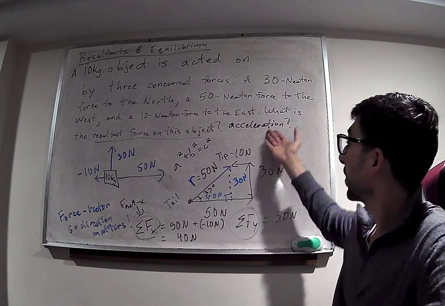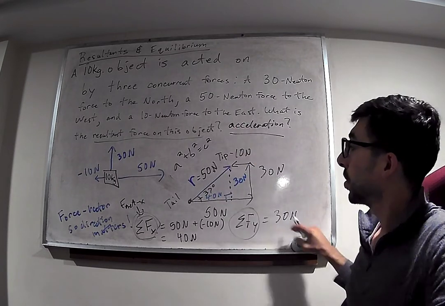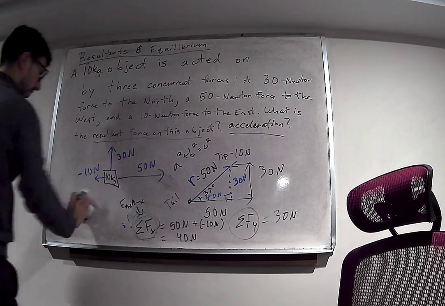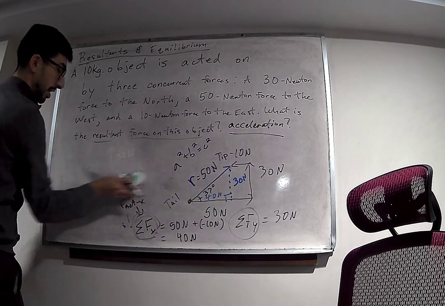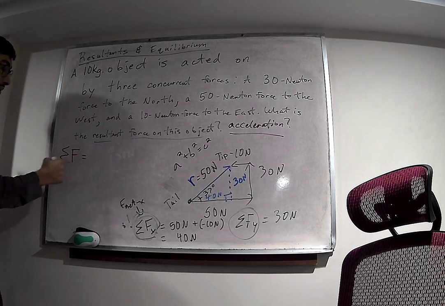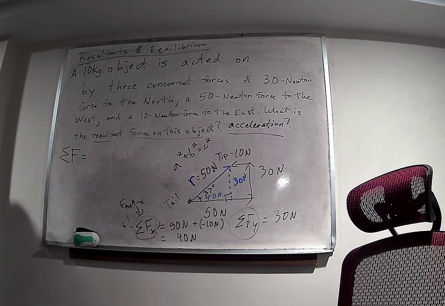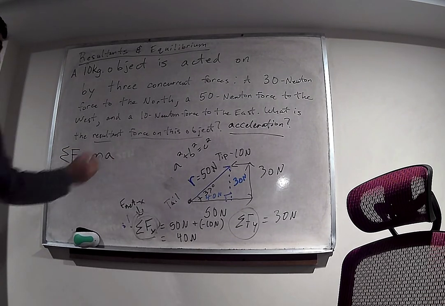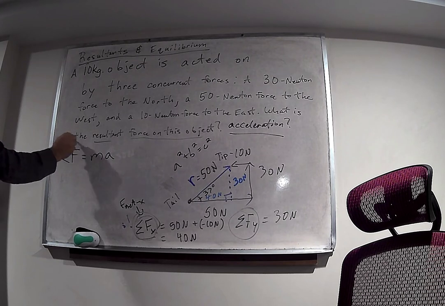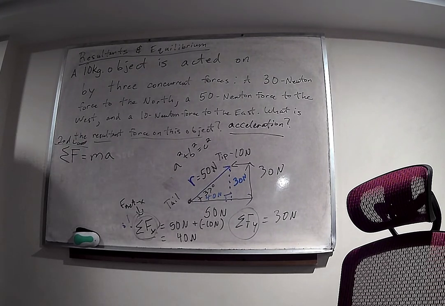Now, let's say I wanted to find the acceleration on this object. Well, I'd say, okay, well, how do I find acceleration on an object like this? Well, net force, and now notice here, I'm not using either axis, not x or y. This is the total net force is equal to mass times acceleration. And that's Newton's second law, right? You want to remember that's Newton's second law.